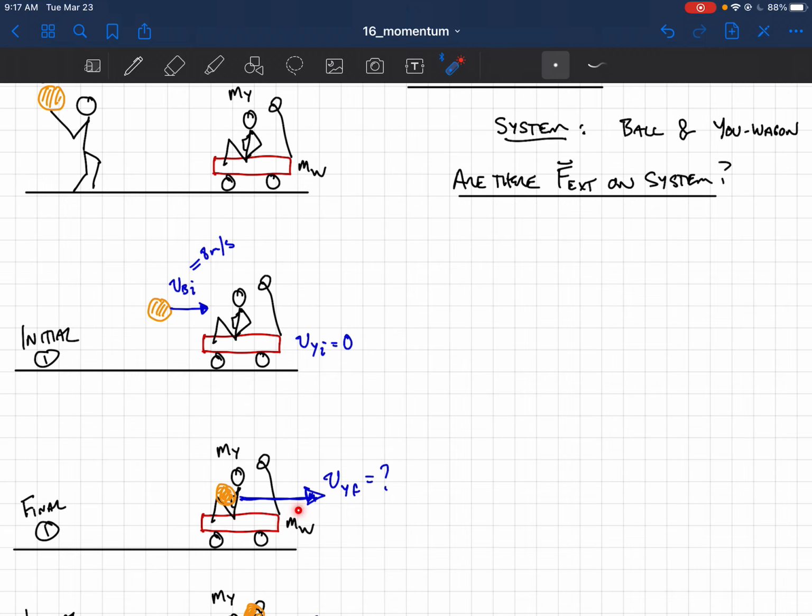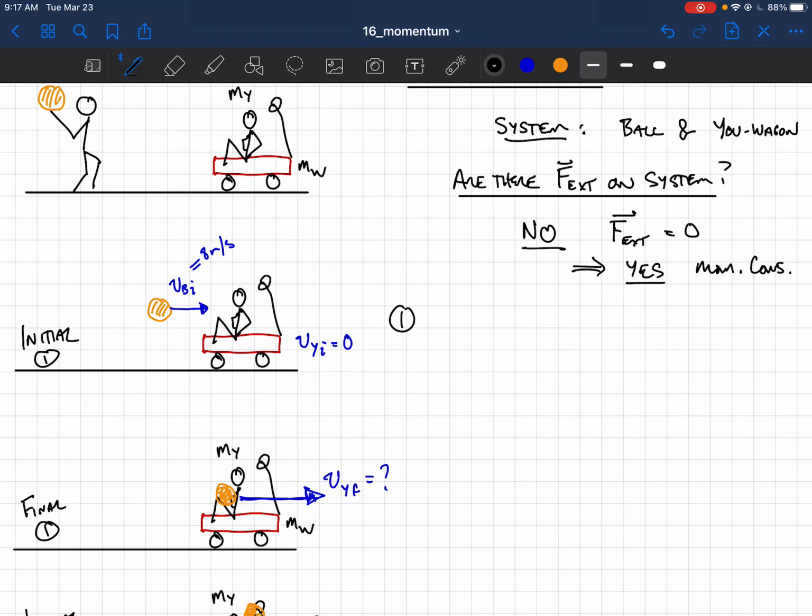So what that requires is that these velocities are all horizontal. If you threw the ball upward, then there would be an extra normal force because of the ground on you, and that would negate this external force going to 0. So we're going to assume that that's not true. F external is equal to 0. So yes, momentum is conserved. So we can use our conservation of momentum.